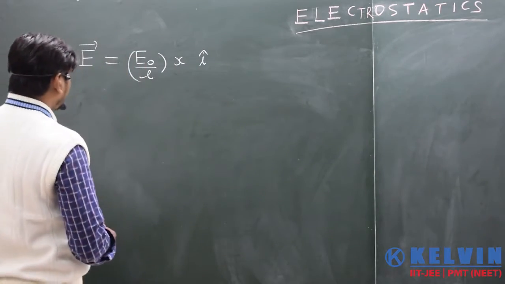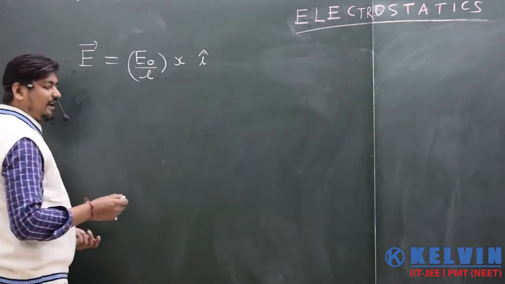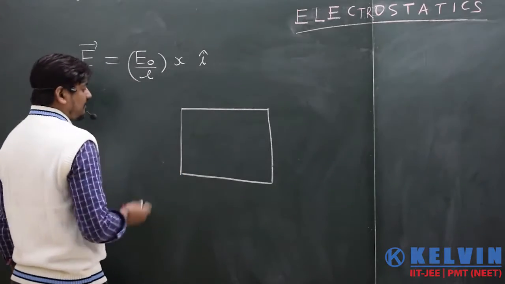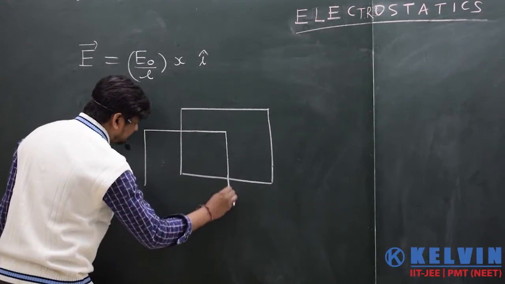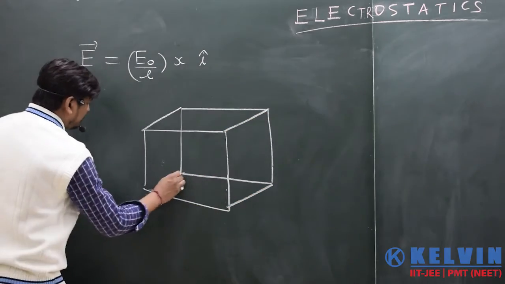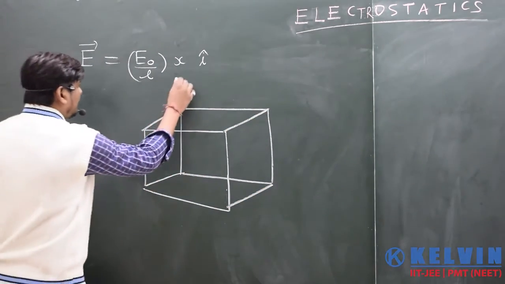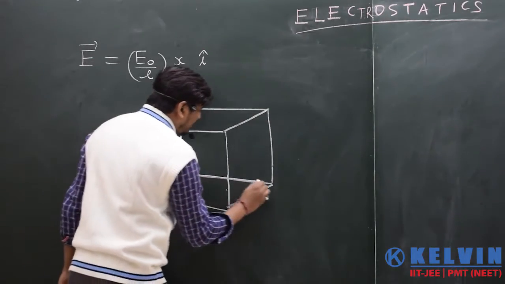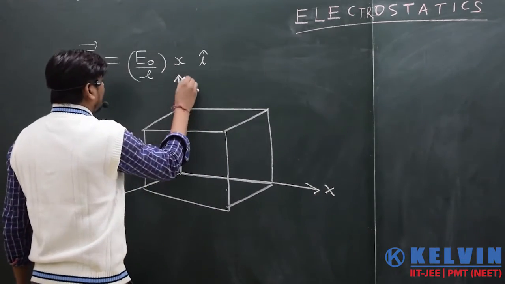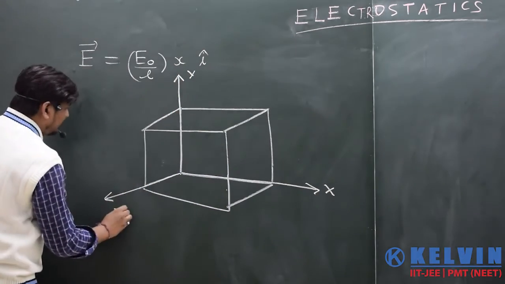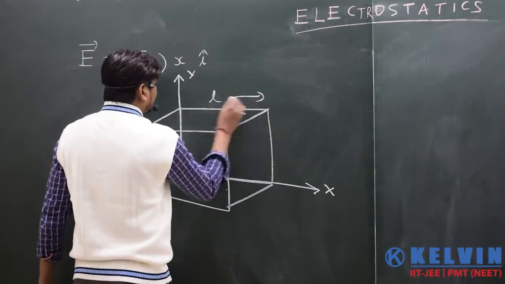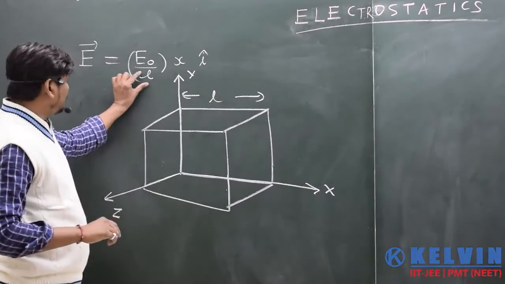Now suppose we have a cube. So this is a cube and we are given the axes as: this is the x-axis, this is the y-axis and this is the z-axis. And the side of the cube is L itself, which is this quantity L.